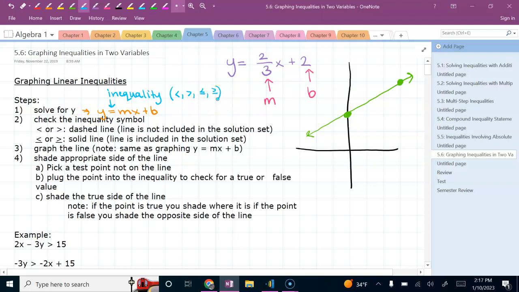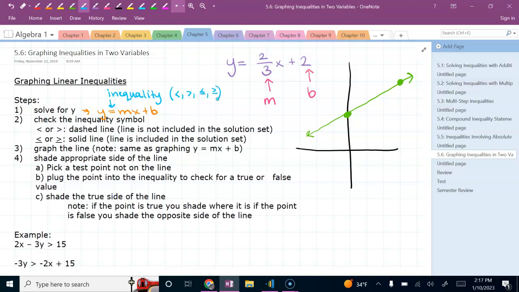Then after you've got it rewritten in that form, you'll want to check that inequality sign. If it's just a less than or a greater than sign, that tells you it's going to be dashed, which means that any of the points on your line are not actually part of the solution set. So if you don't have an equal sign with your inequality sign, when you connect your dots, you're going to do a dashed line, not a solid line. If it does have an equal sign, you would have a solid line like normal, because that would mean all the points on the line are included in the solution set. So you'll want to check that after you've solved and you're trying to graph it.